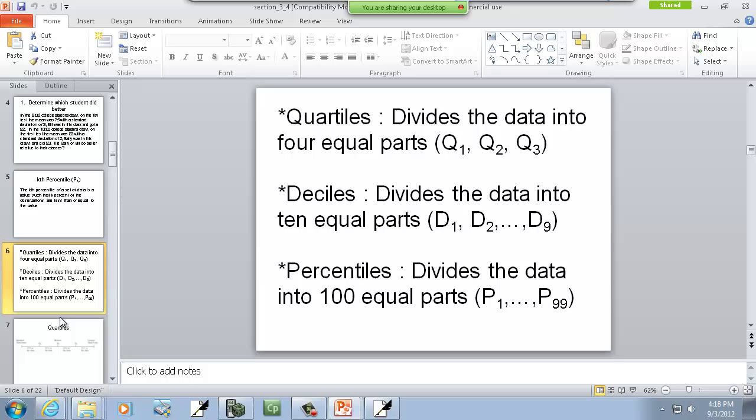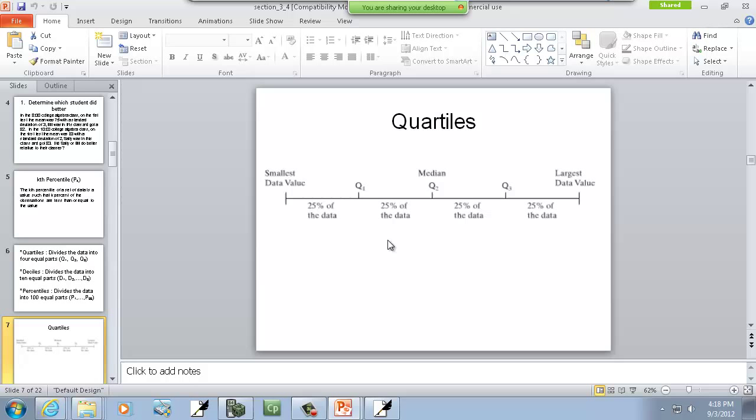Now here's a picture of why you only need 3 quartiles. If I had 3 quartiles, you see it splits the data into 4 separate pieces, each one being 25%. Then you see how the smallest data value, the largest data value, and the median kind of correspond with that. We're going to find the median is the same as the second quartile.